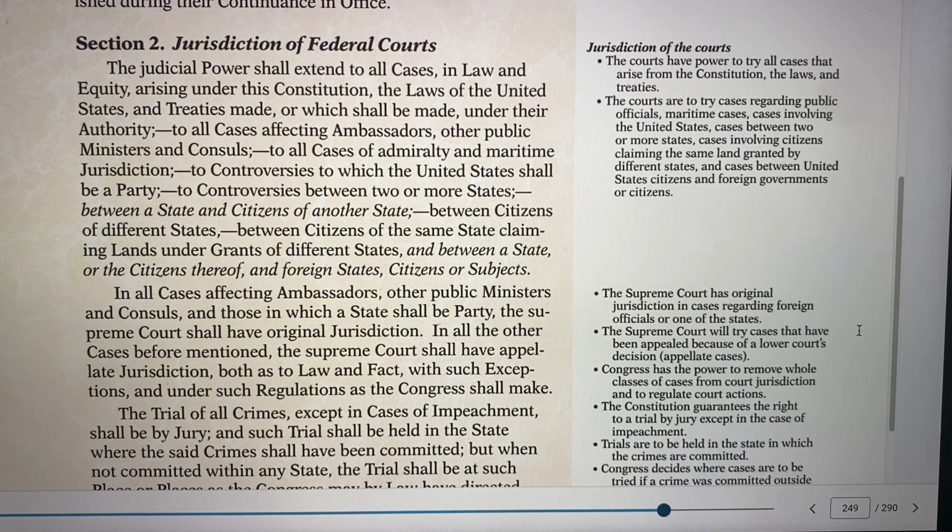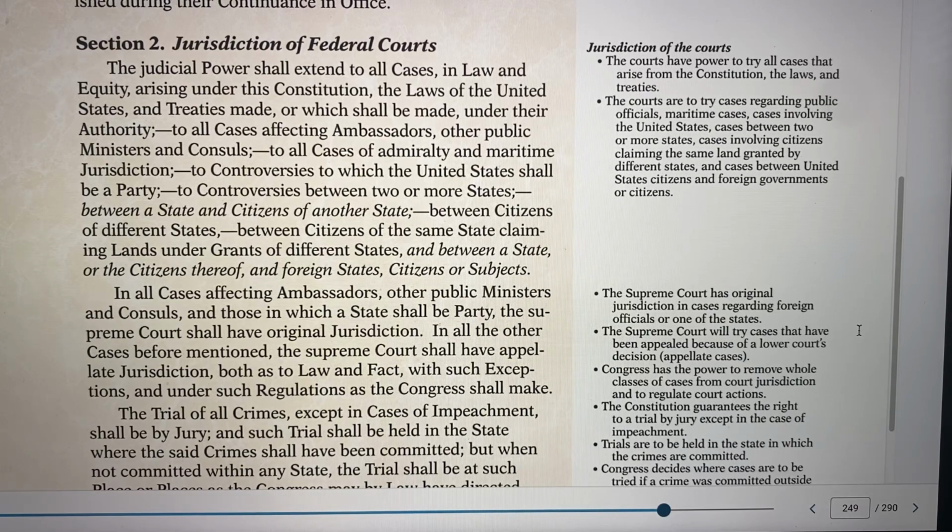Jurisdiction of the courts. The courts have the power to try all cases that arise from the Constitution, the laws, and the treaties. So any case that has to do with the Constitution, the law or treaties, is the Supreme Court. The courts are to try cases regarding public officials, maritime, that's sea cases involving the United States, cases between 2 or more states, cases involving citizens claiming the same land granted by different states, and cases between the United States citizens and foreign governments or citizens.